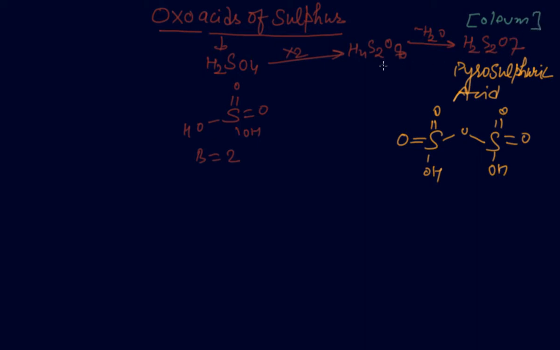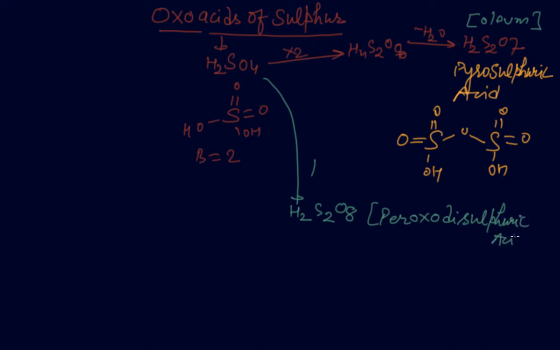Then when we are releasing H4, one more is there, H2S2O8. This is known as peroxodisulfuric acid. Peroxodisulfuric acid, and it can be drawn easily.